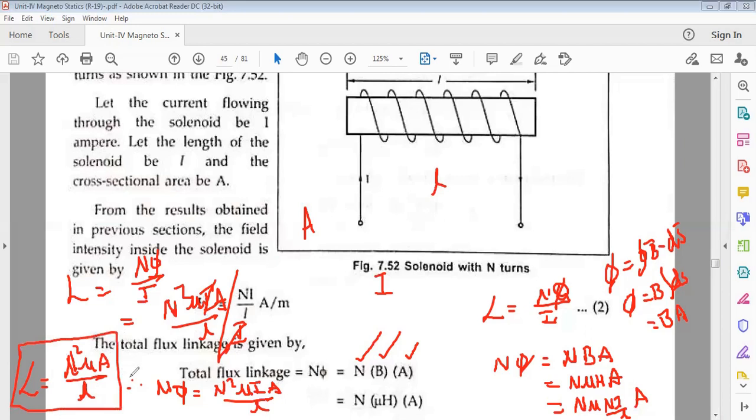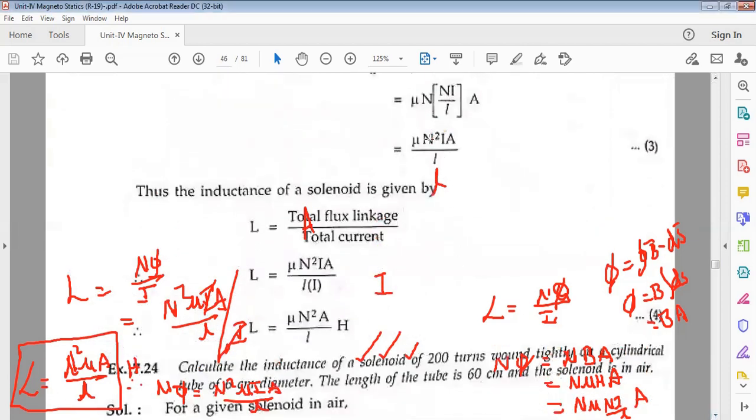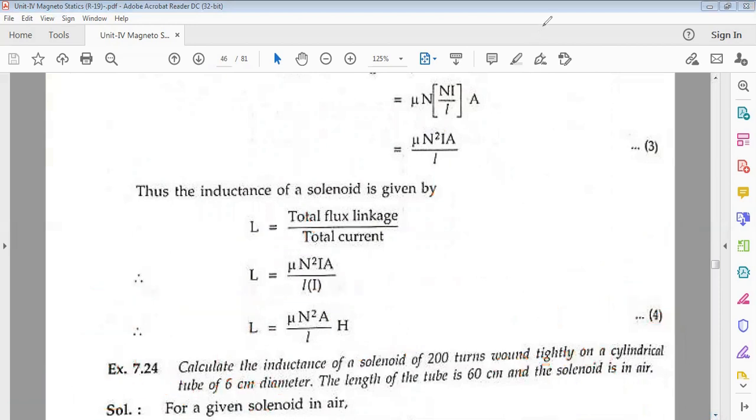L is equal to N squared mu A by L, where N is the number of turns, mu is the permeability, A is the cross-sectional area of the solenoid, and L is the length of the solenoid. The capital L is the inductance. Okay, my dear friends, see, the inductance L is equal to mu N squared A by L. This is the inductance of the solenoid.